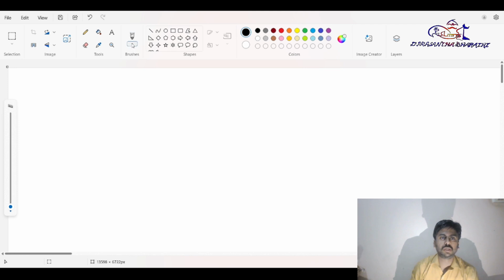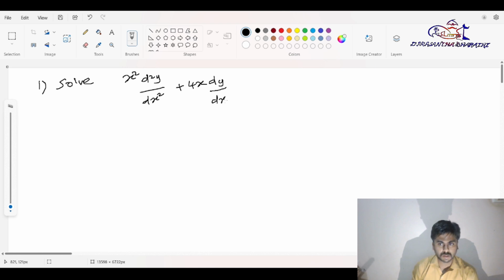Today we are going to see one important problem in Cauchy's type of differential equation. So the problem is here. The question is: solve x square d square y by dx square plus 4x dy by dx plus 2y equal to e power x. So this is the problem. So for this we are going to write the solution now.